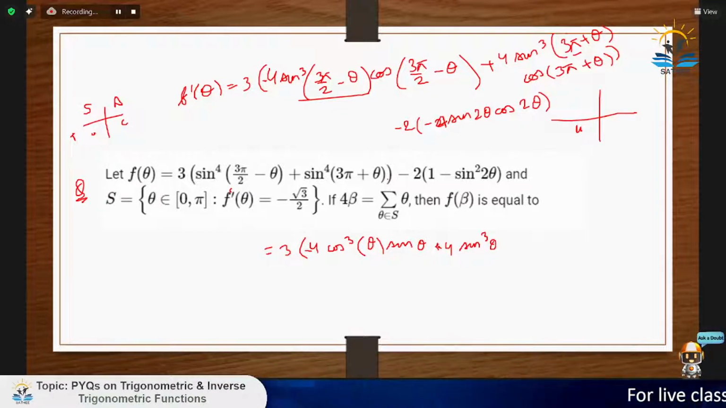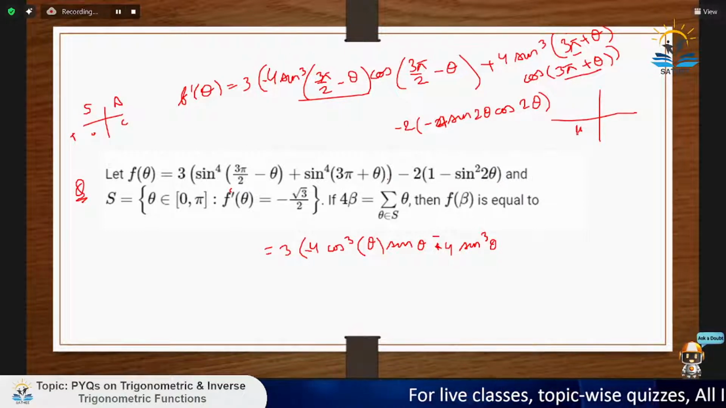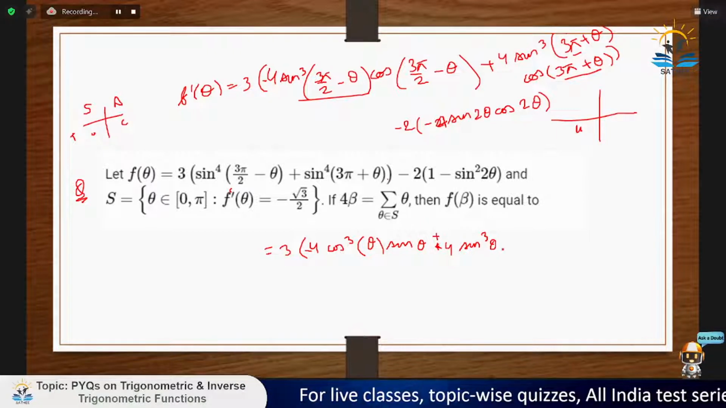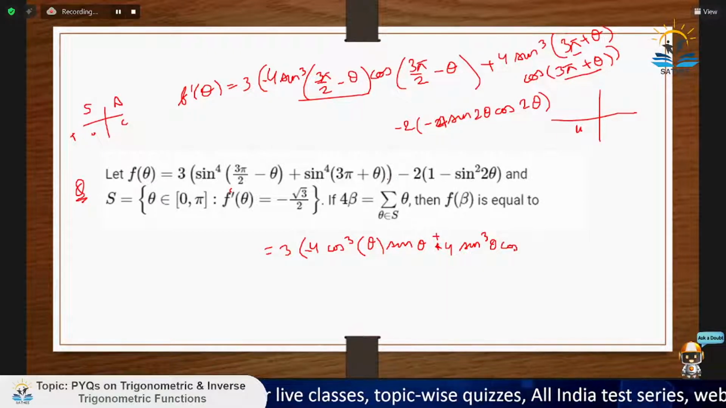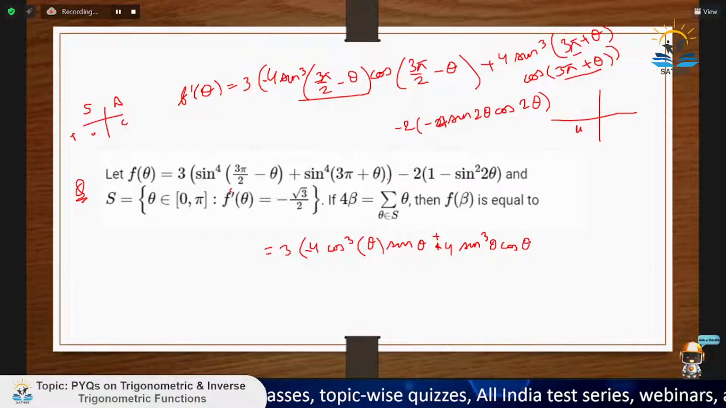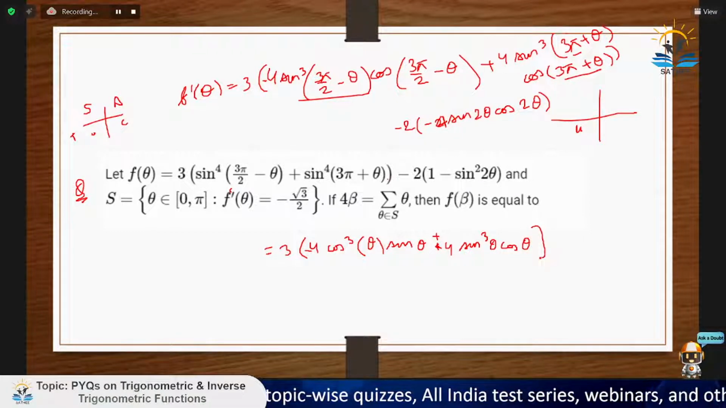So I will change this positive sign to minus. And then cos of 3 pi plus theta. Again, since it is a multiple of pi, cos will remain cos, but it is the home for tan, so it would be minus cos theta. So again, minus and minus would become plus. So this is my final expression. Okay.